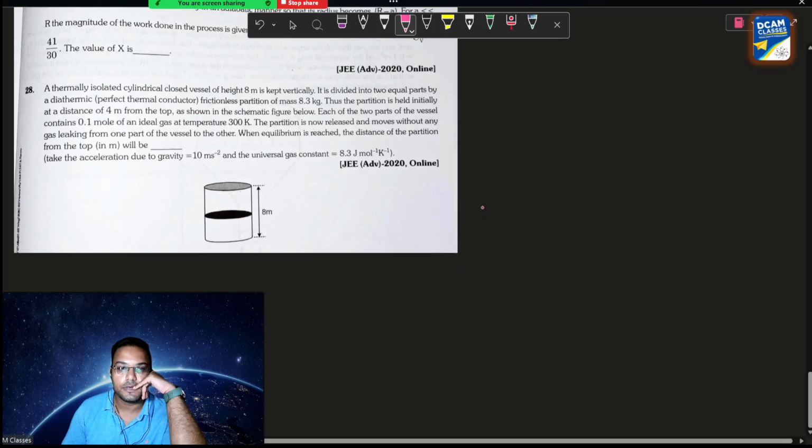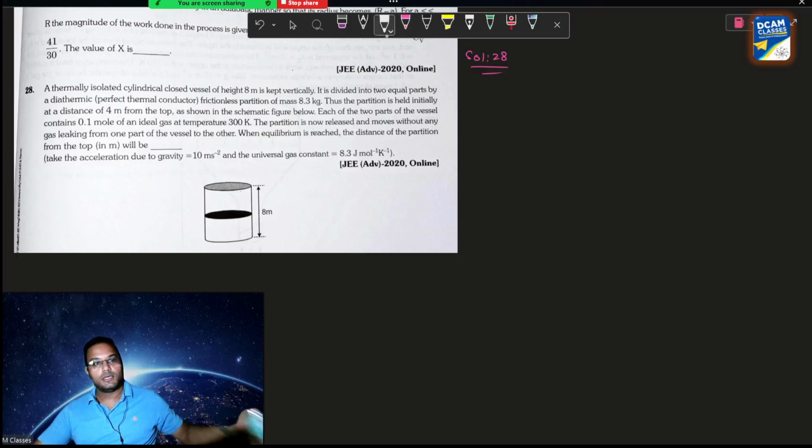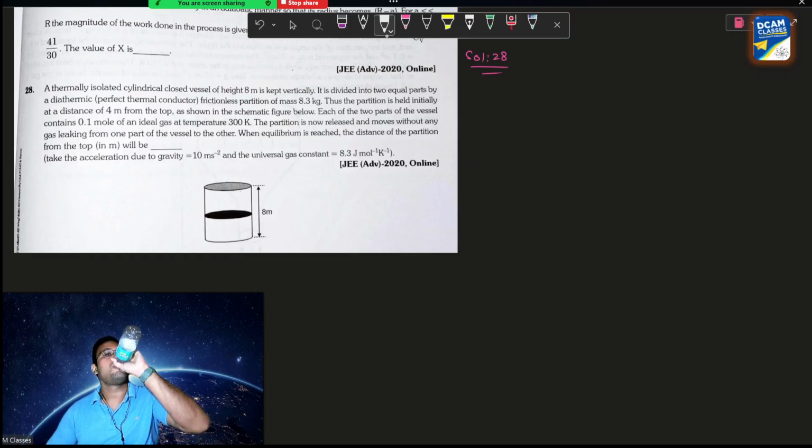Question number 28, what it says. A thermally isolated cylindrical closed vessel of height 8 meter. You have to divide it into equal parts by a frictionless partition of mass 8.3 kg. The mass is given.